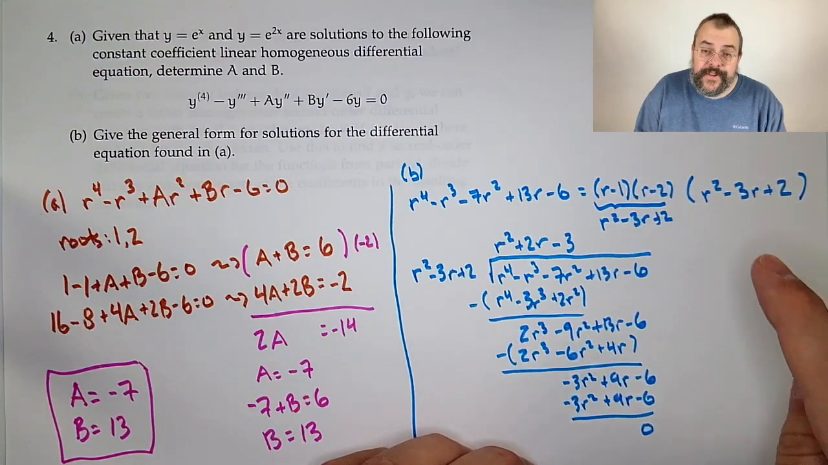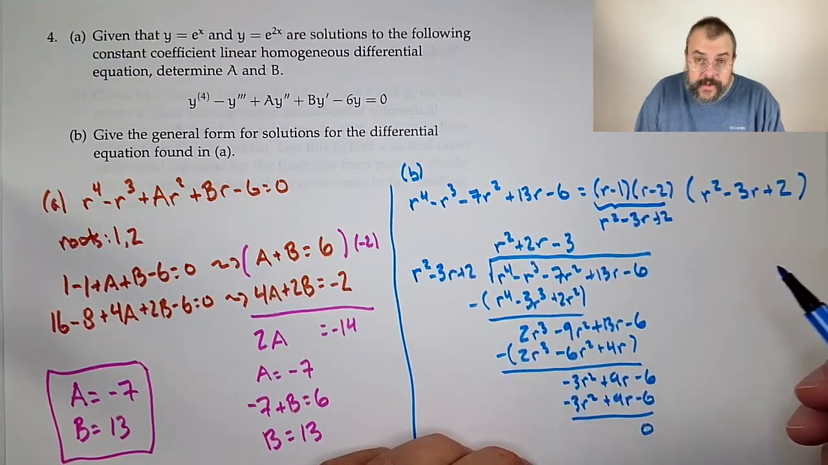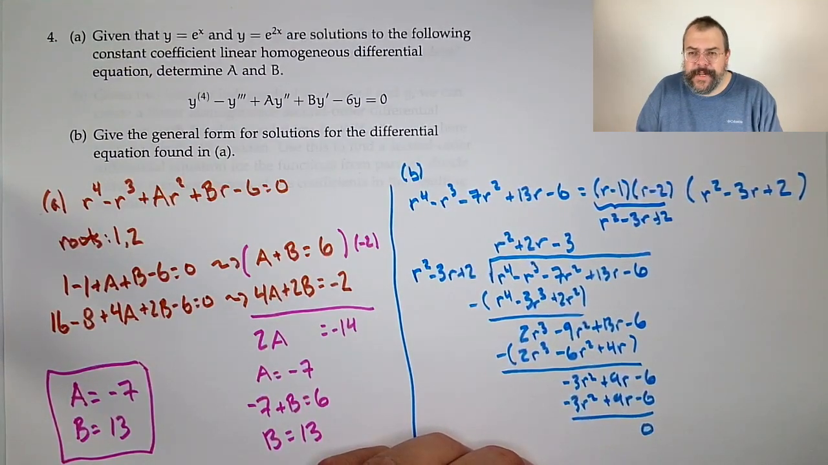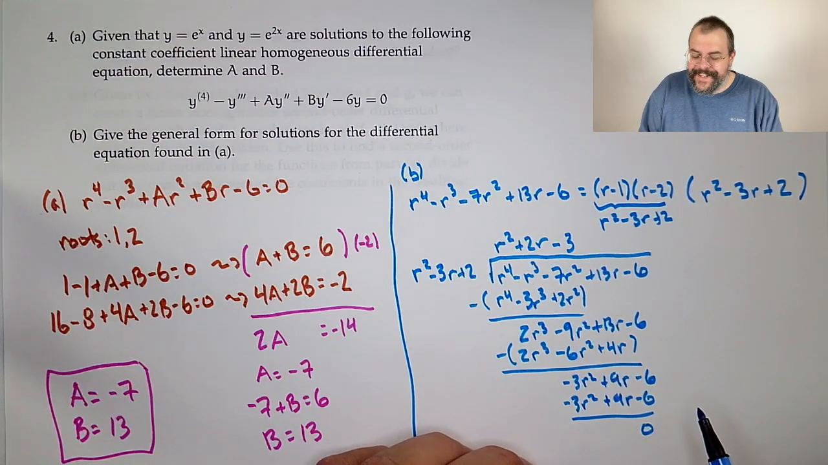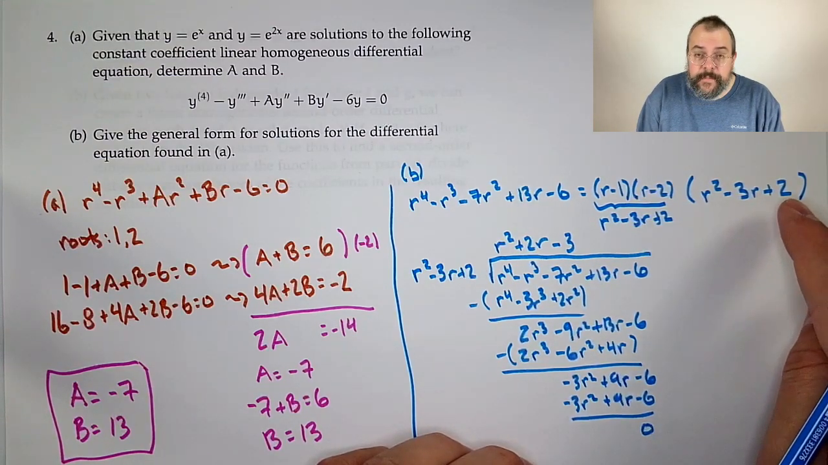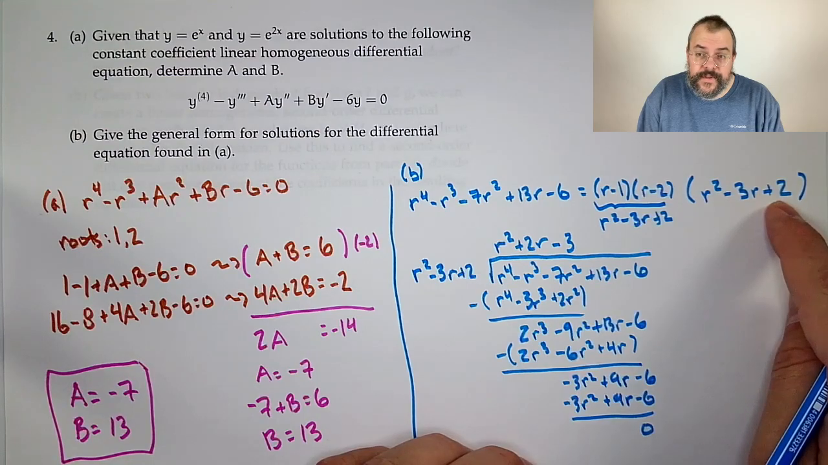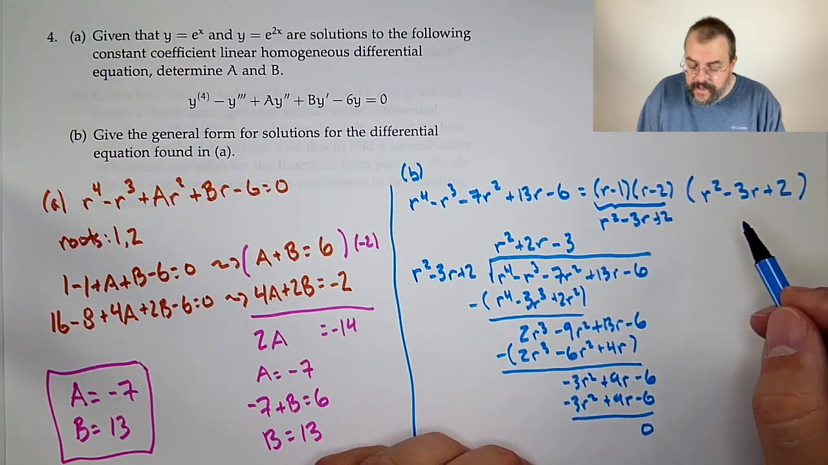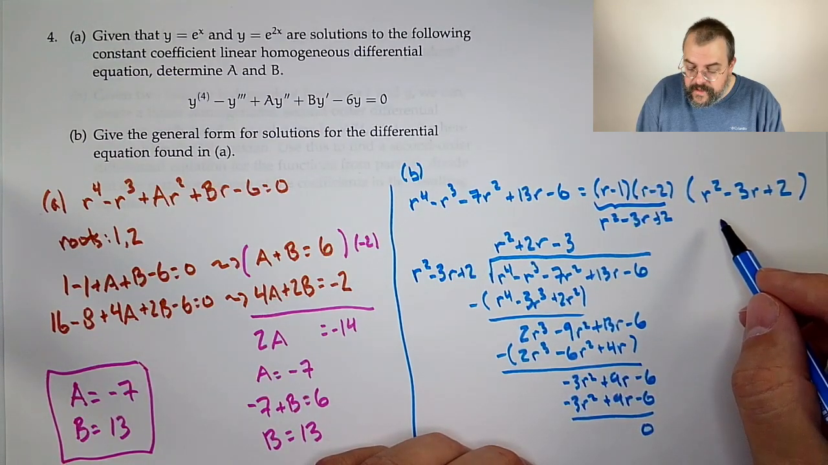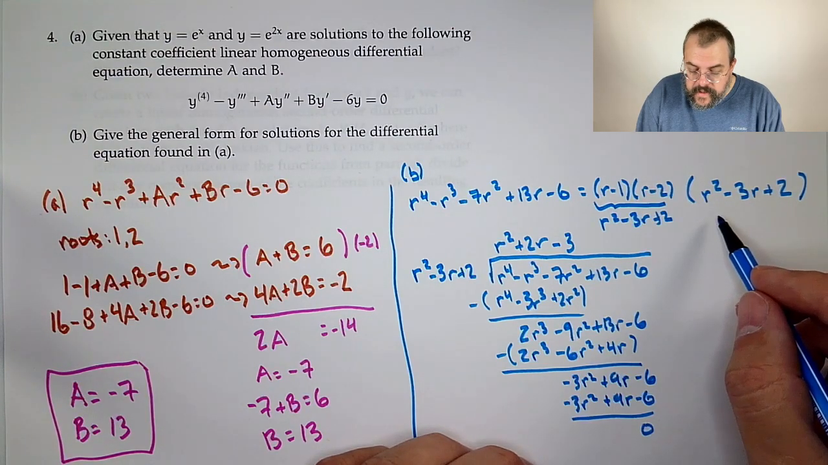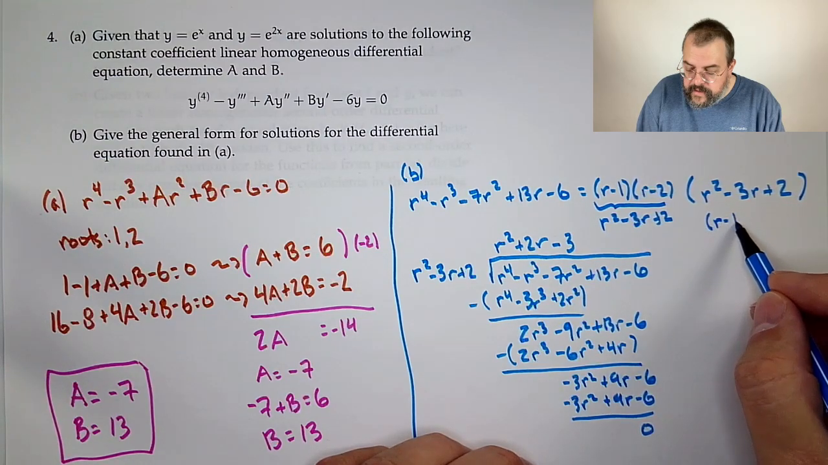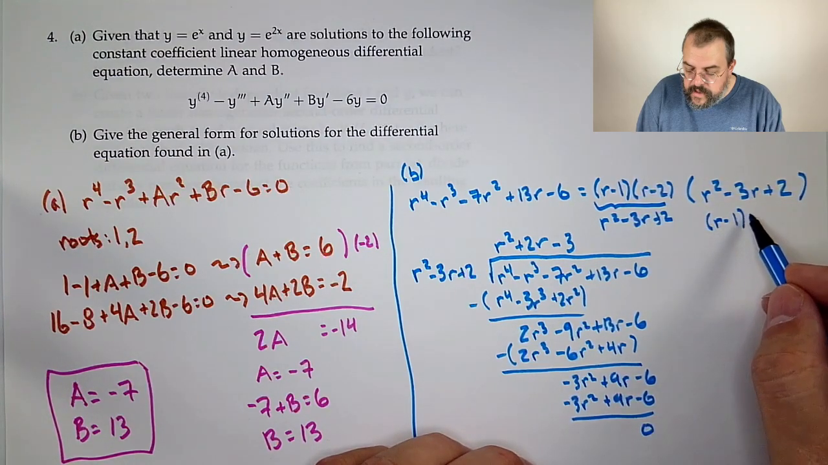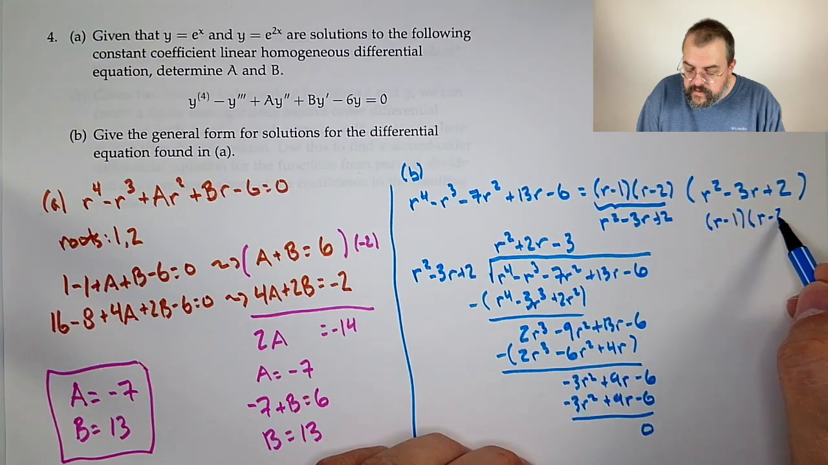Now, how does this factor? Well, it probably does. I mean, they wouldn't be that mean, would they? Do we have two numbers that multiply together to give us positive 2 and add to give us negative 3? And the answer is, yeah, we do. So they are r minus 1 times r minus 2.